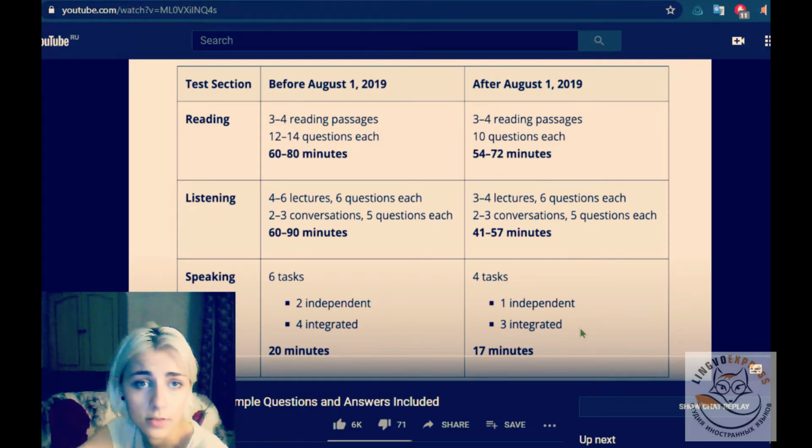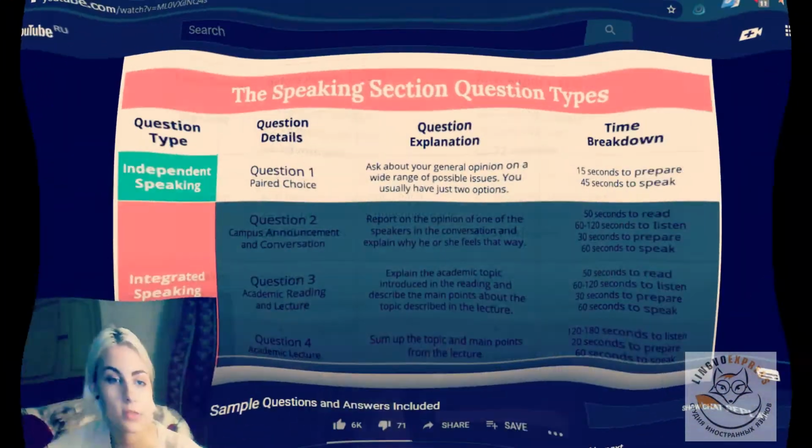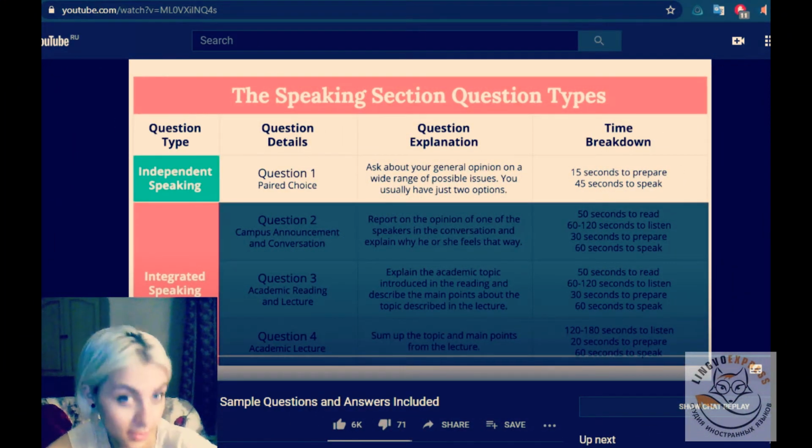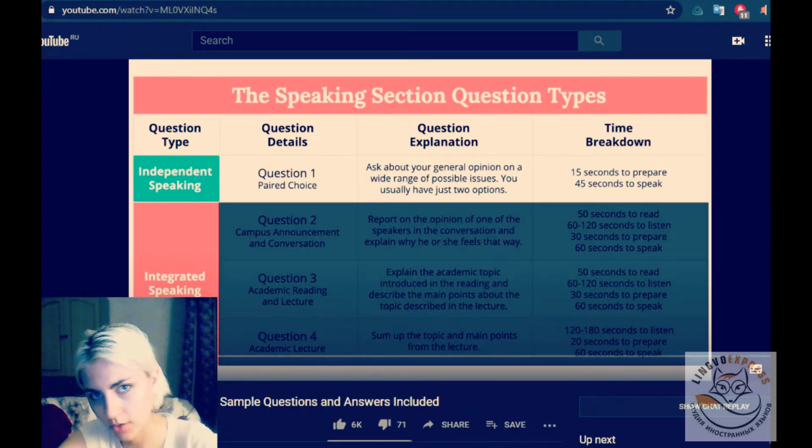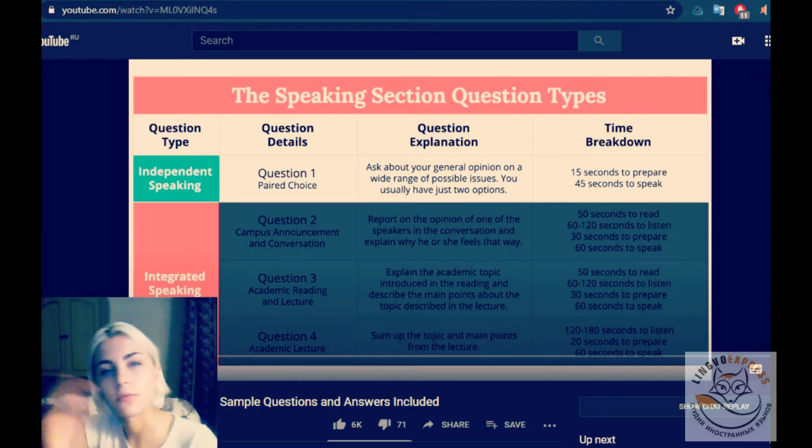I'm going to tell you about it in a minute, but it basically got shortened by about 3 minutes. We're going to discuss what is in the speaking part and how we do it. So if we start speaking about the speaking part, there are going to be 4 questions: question 1, question 2, question 3, and question 4. Questions 2, 3, and 4 are integrated speaking, which means that there's a topic that you have to discuss, the subject that your speaking will be revolving around.